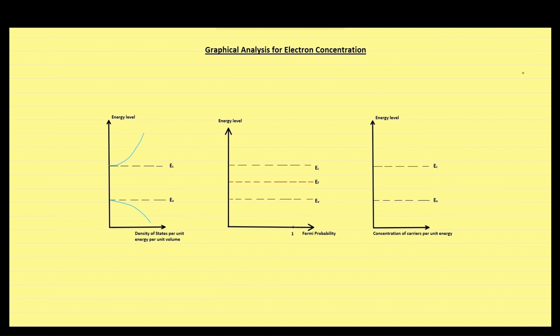In this lecture, we will discuss some important graphs and will also see graphical representation of charge carrier concentration. In the leftmost graph, we have the graph of density of states per unit energy per unit volume, represented by G, which is a function of energy. In the conduction band, it is Gc, and in the valence band, it is Gv. In the middle, we have the Fermi-Dirac probability function graph.